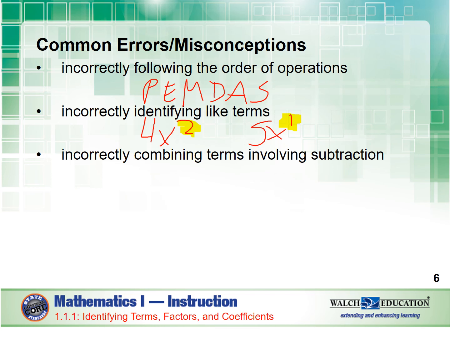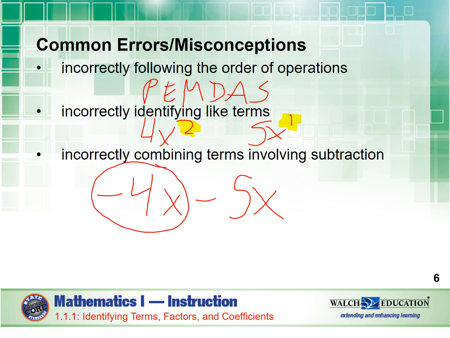And then incorrectly combining terms involving subtraction. So this is really practicing our knowledge of using integers. Anytime you have something like negative 4x minus 5x, if you were combining those like terms, you're always going to circle the coefficient and the variable with the sign that goes to the left of it. So the negative 4x goes with 4x, and the negative 5x goes with 5x.